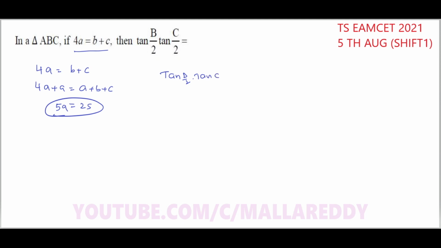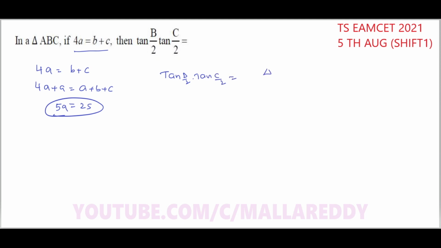In triangle ABC, if 4a is equal to b plus c, then the value of tan b by 2 into tan c by 2 is. In triangle ABC, that is 4a is equal to b plus c. Add a on both sides, that is 4a plus a is equal to a plus b plus c. We know that a plus b plus c value is 2s. 2s is equal to 5a. And now we find the value of tan b by 2 into tan c by 2.